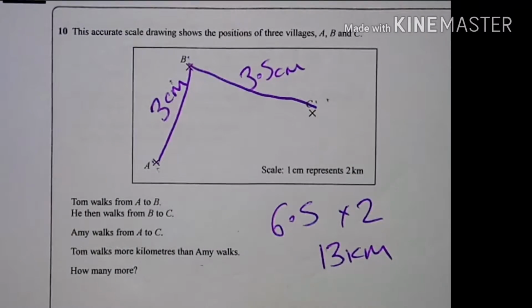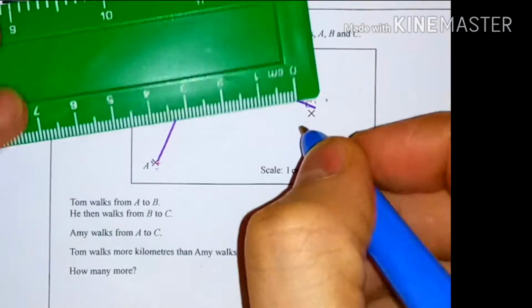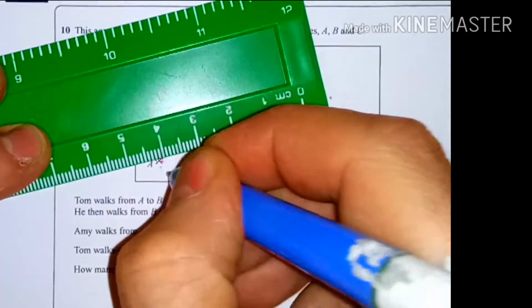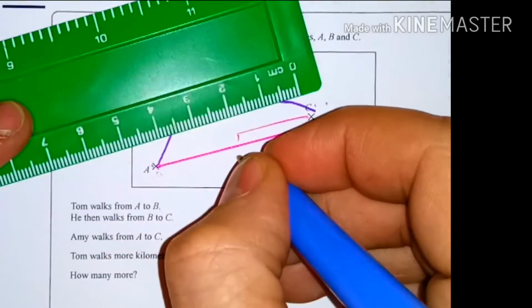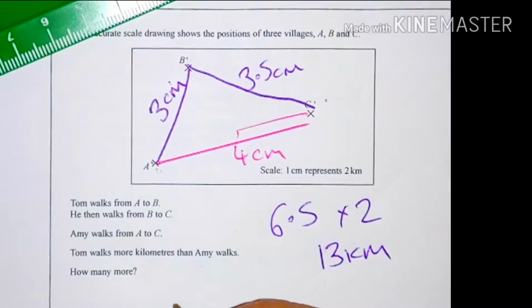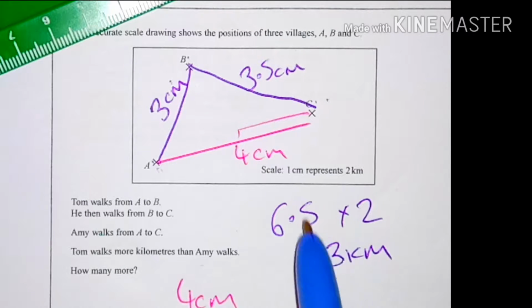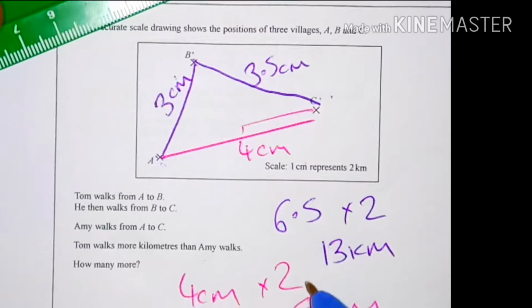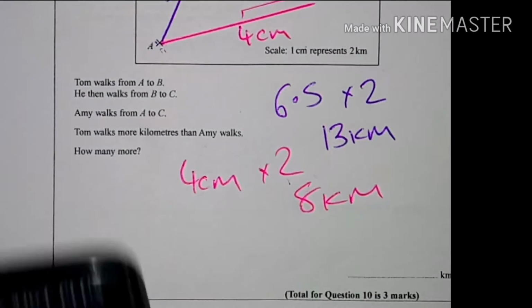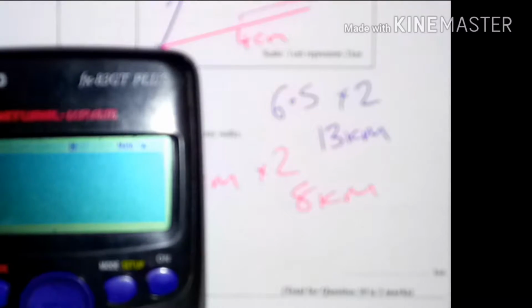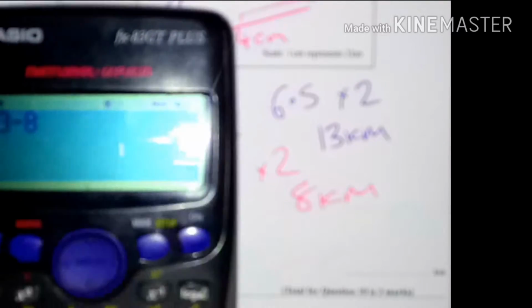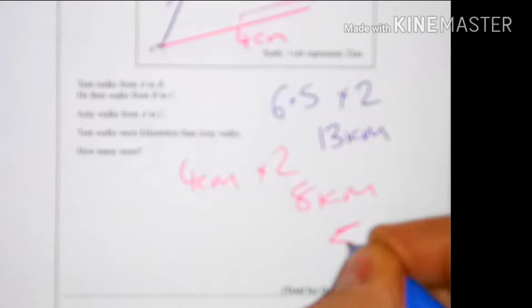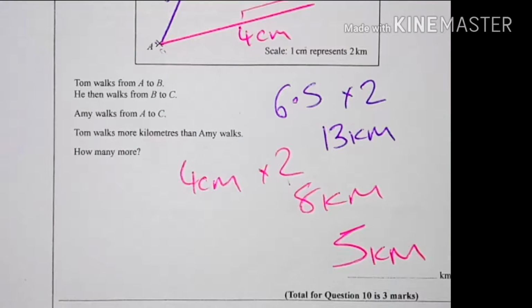Right, if we're talking about Amy, she went from A to C, which is 4 centimetres. We still use the same scale. She goes times by 2, which makes it 8 kilometres. The difference between 8 and 13, I'll use my calculator. 13 minus 8 equals 5, so the answer is 5 kilometres.